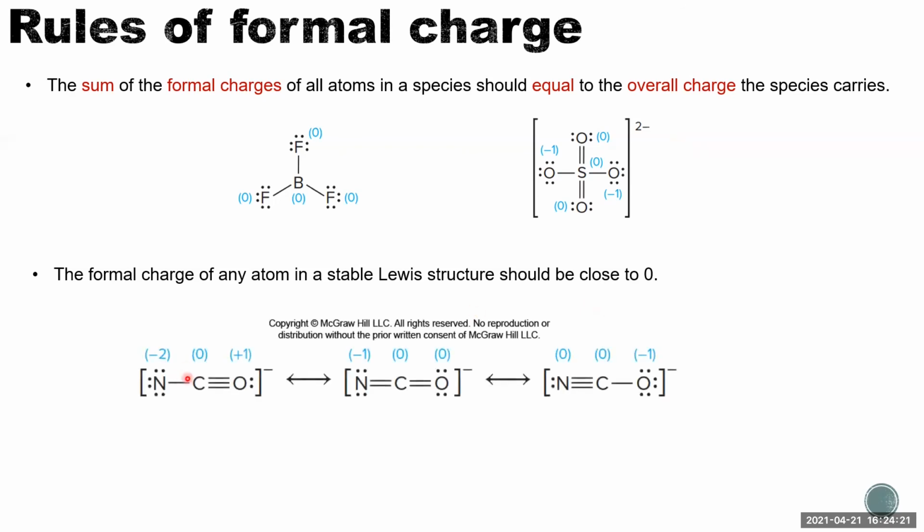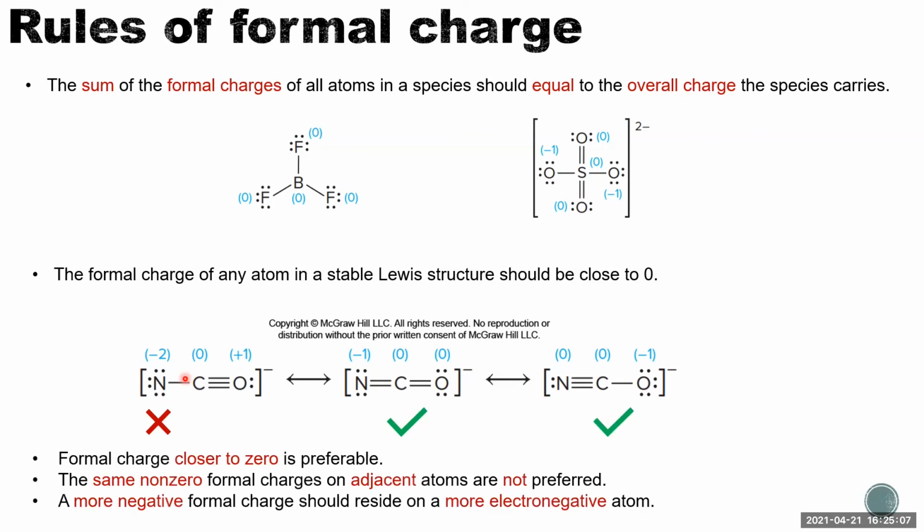Okay, so for example here, we have 3 different Lewis structures of the NCO molecule, with the calculated formal charges shown in the blue numbers. In the first one, nitrogen has a -2 formal charge, carbon has 0, and oxygen has +1. In the second, nitrogen has -1, carbon has 0, and oxygen has 0. In the third, nitrogen and carbon have 0, and oxygen has -1. Obviously, the first structure has larger formal charges, which is not necessary. So we say this is not a stable Lewis structure, while the second and third Lewis structures are stable.